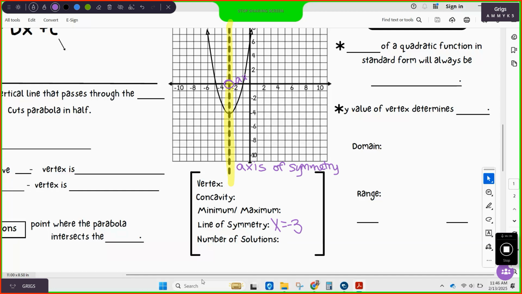Alrighty, now it really doesn't matter where I go from here. Let's go to number of solutions. How many times does it hit the x-axis? Two. So it's going to have two what? Two solutions. Could it also have two roots? Yes. Would that mean the same as number of solutions? Yes.